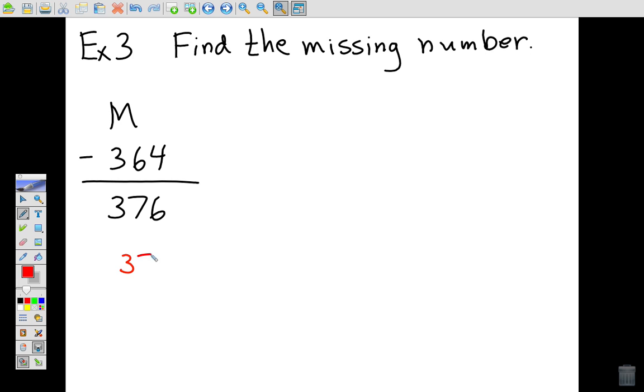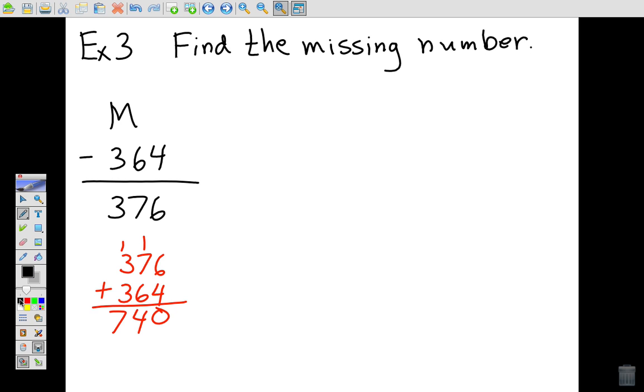Let's take the 376 and the 364 and let's add them together. And let's try that and see if that works. Let's see, 13, 14. I get 740. So let's check it to see if m is 740.